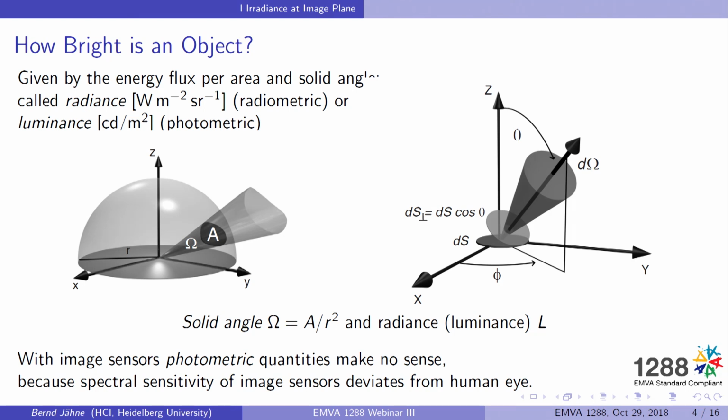However, don't use any photometric quantities. The reason is very simple. The image sensor has a different spectral sensitivity from the human eye, and so these photometric units make no sense. Just to give you a simple example, your image sensor is also sensitive in the near infrared, where the eye does not see any radiation. So actually a photometric quantity would be 0, whereas we still have, of course, some radiance measured in energy units in watts per square meter per steradian.